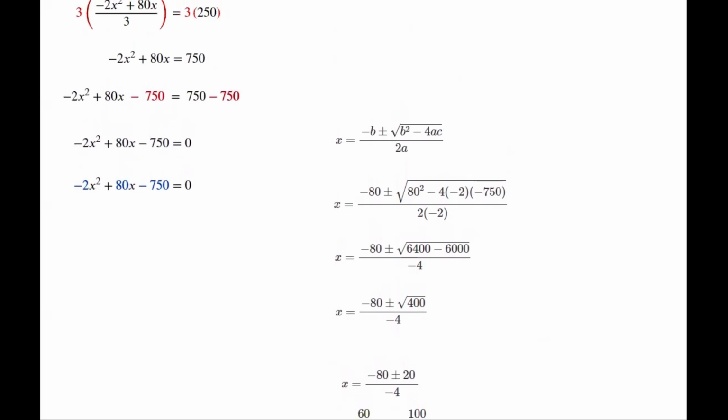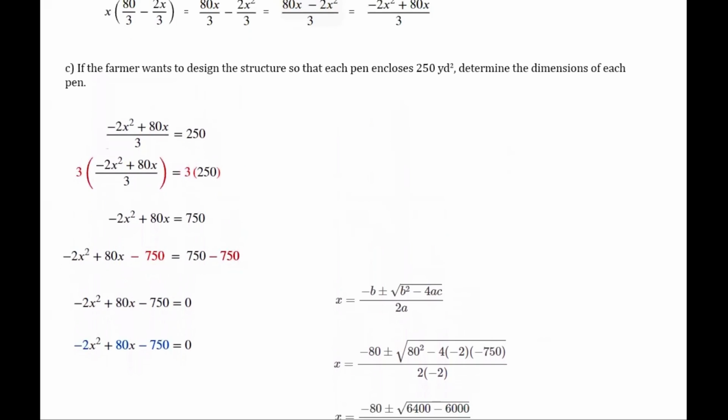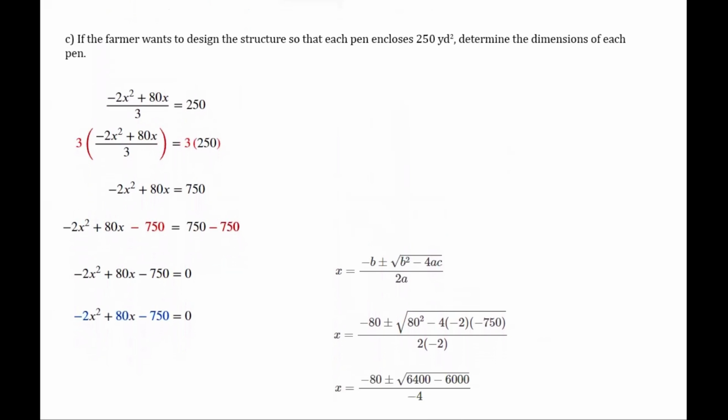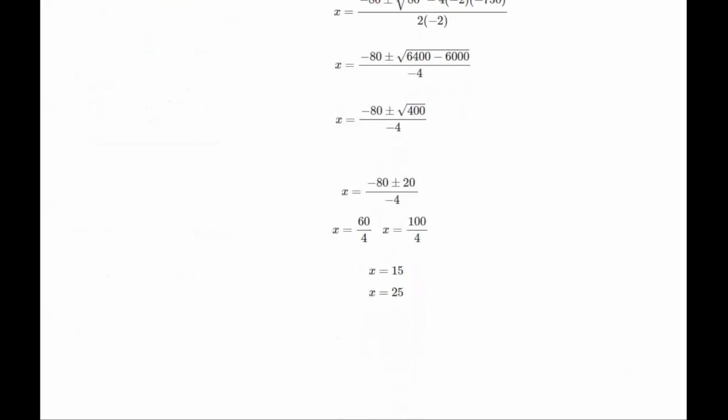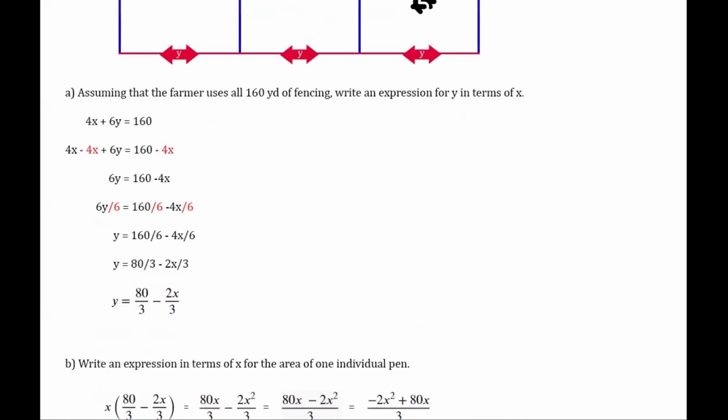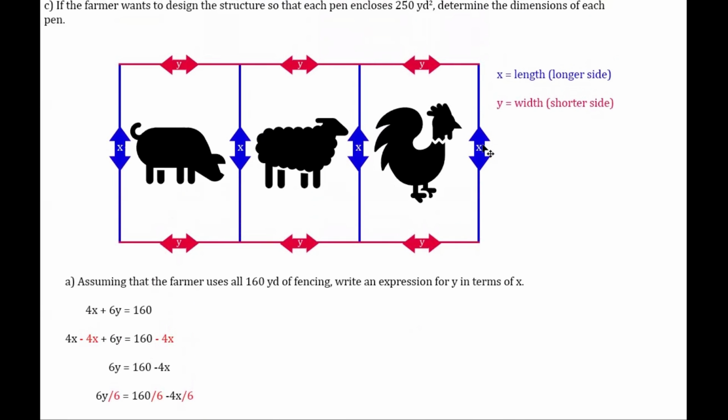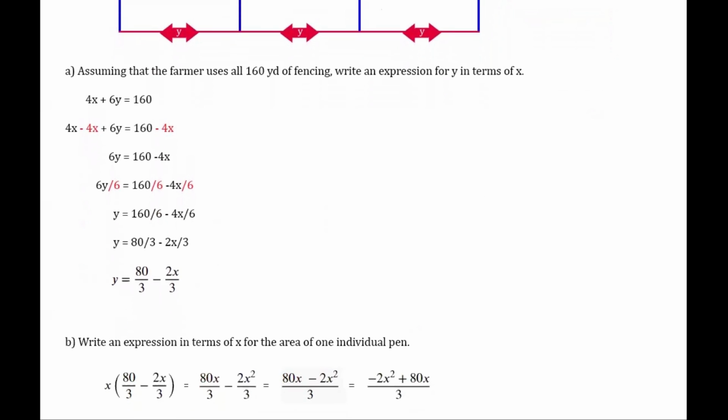But before you stop in a word problem, always go back and read the question to make sure you answered it. This says determine the dimensions of each pen. We have not done that yet. We have found two possibilities for x, and remember from our drawing up here, x is the length. So all of these could either be 15 or 25. Well, which is it?